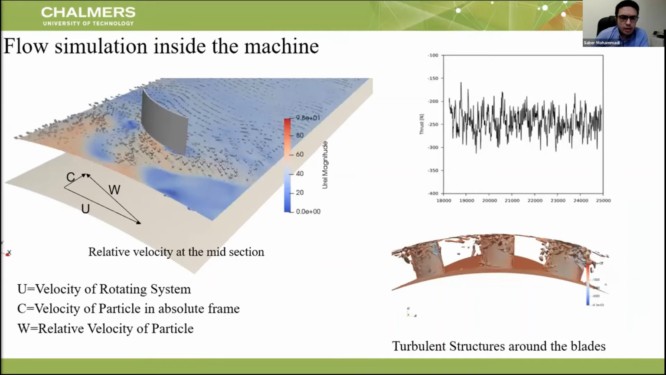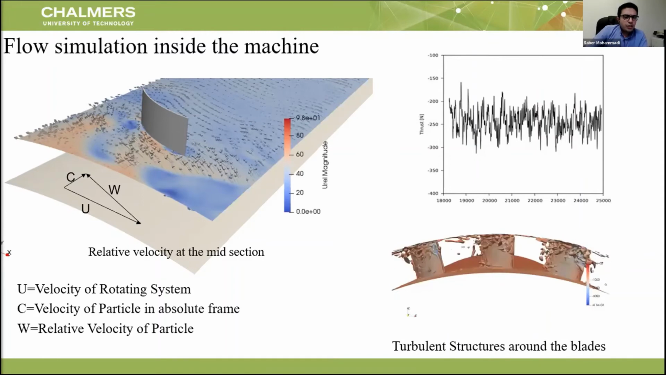Here at the bottom right picture, you see isosurfaces of the Q criterion, which show turbulent structures around the fan blades. They are the cause of unsteadiness and also some fluctuations in the force that you see in the top picture. This is the time history of the force. You see that there are lots of fluctuations in the force, which are because of the vortical structures.